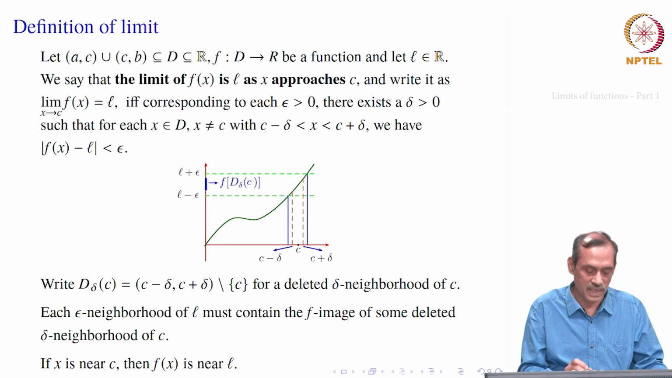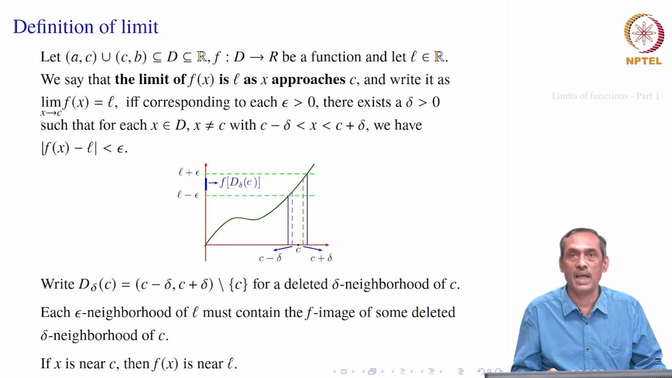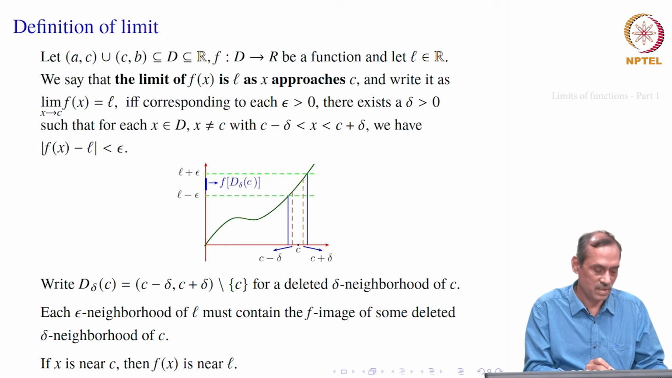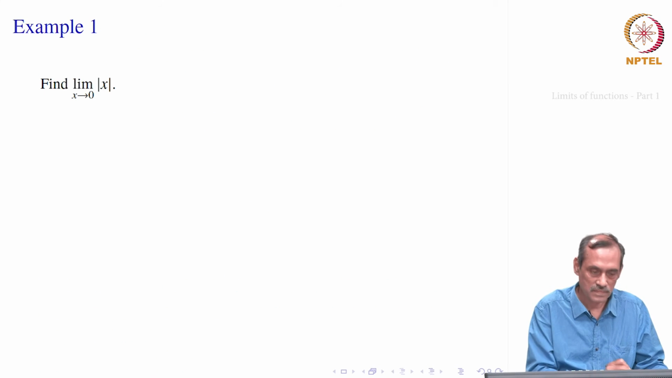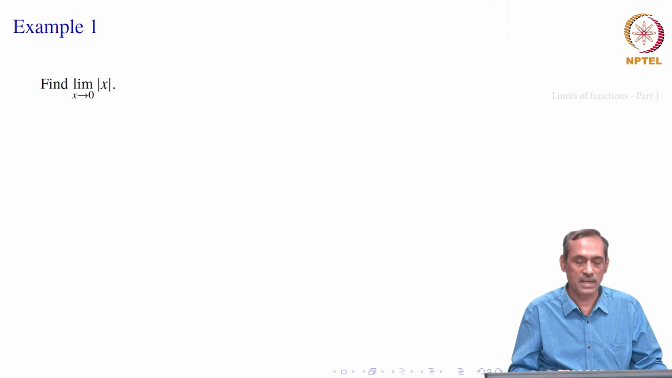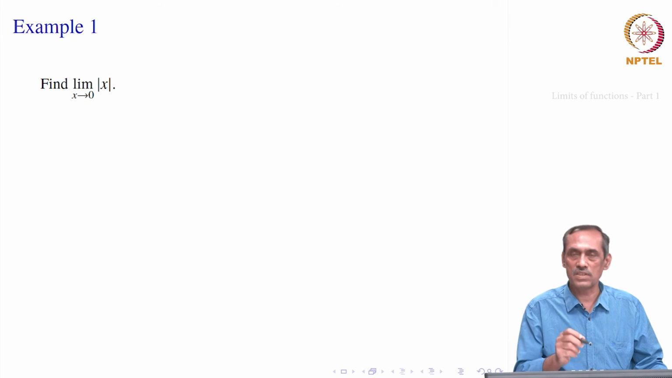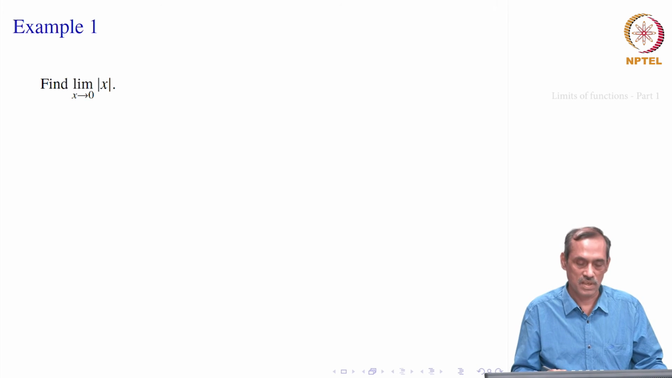But this intuitive idea we should not forget: if x is near c, then f(x) is near L. And this idea gives rise to this formulation through quantifying this nearness or closeness. Okay. So, let us take, say, mod x. Mod x is a function. Now, it is defined on the whole of the real numbers and its range is the non-negative real numbers. We are asked to find its limit, if possible, near 0.